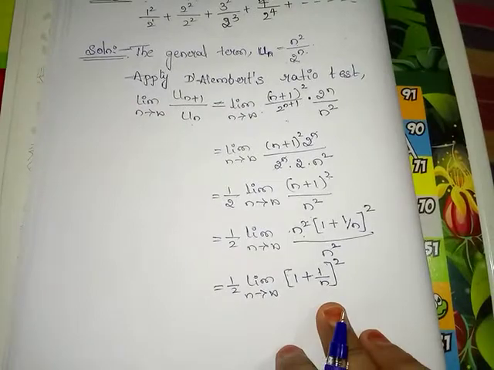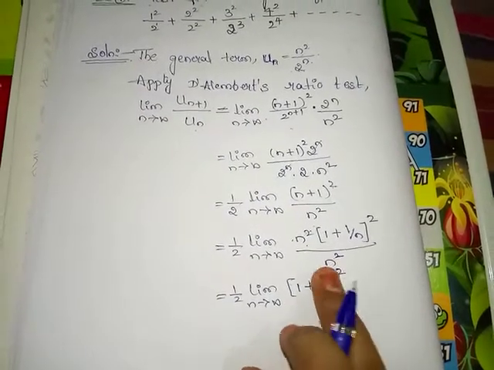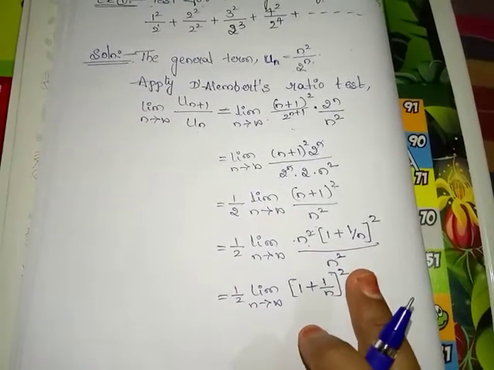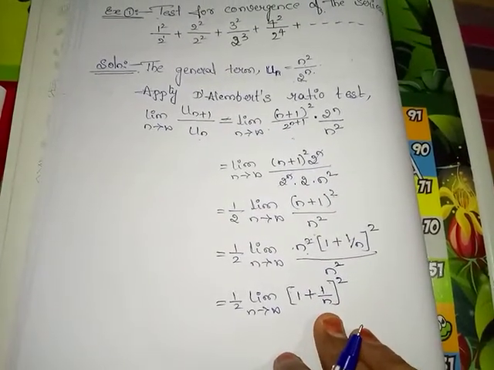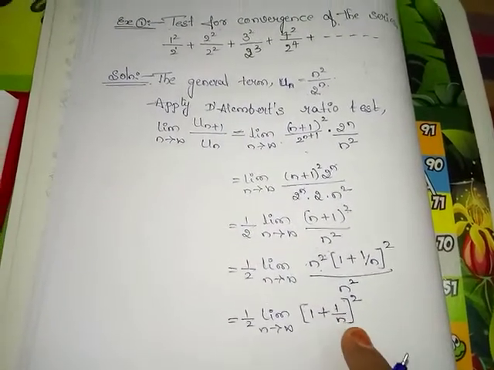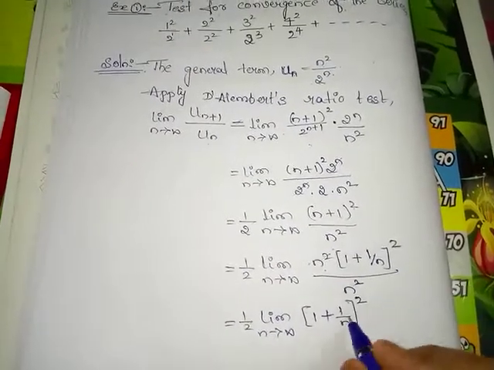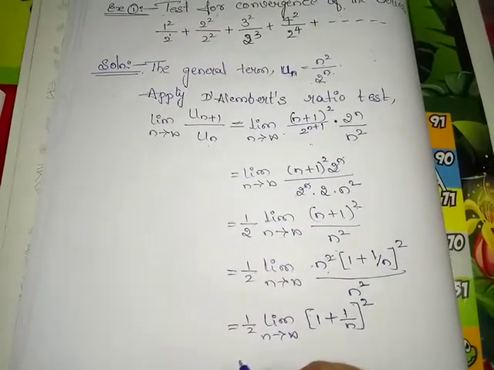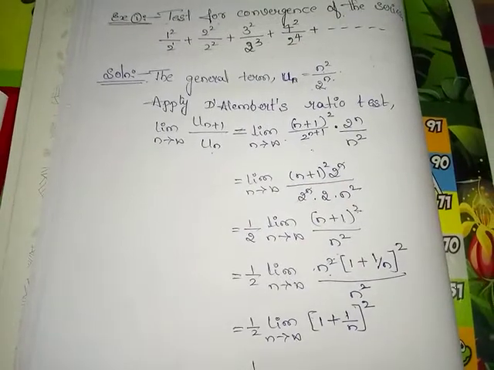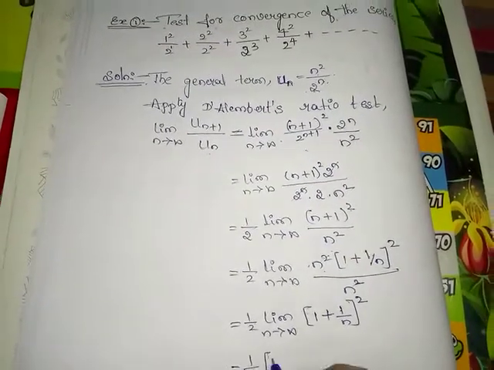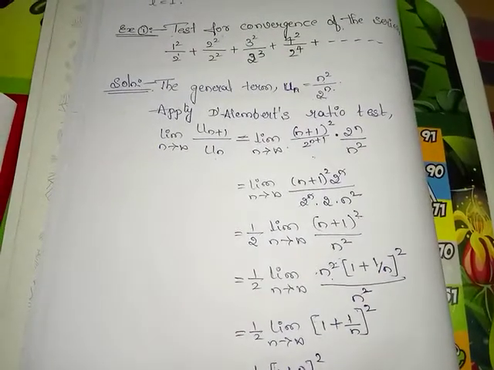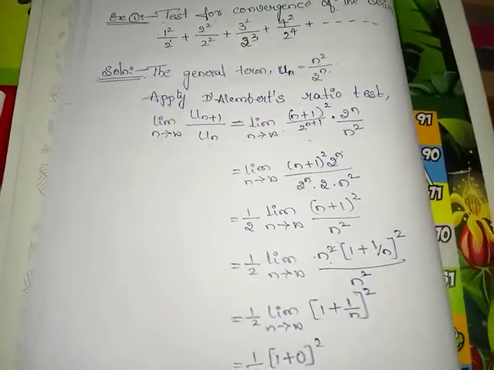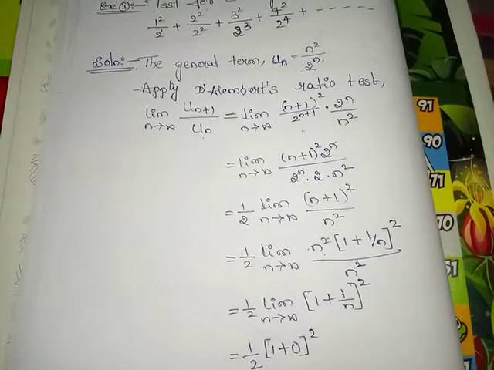Now we will apply the limit here. We know that 1 by infinity is 0, as I said in earlier classes. 1 by infinity value is 0. 1 plus 0 is 1. So 1 by 2 into (1 plus 0) whole square. 1 plus 0 whole square is 1, 1 square is again 1, which is equal to 1 by 2.